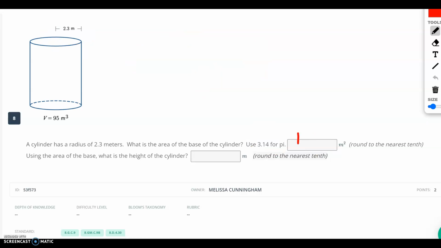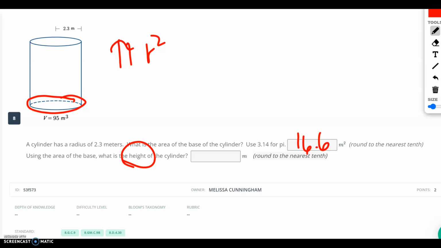So now we know that this part is 16.6, and that is the area of the base, and we need to find the height of the cylinder. So remember, we have to take the area of the base, pi times r squared, which we know is 16.6. We have to take that times the height, and we get the volume.